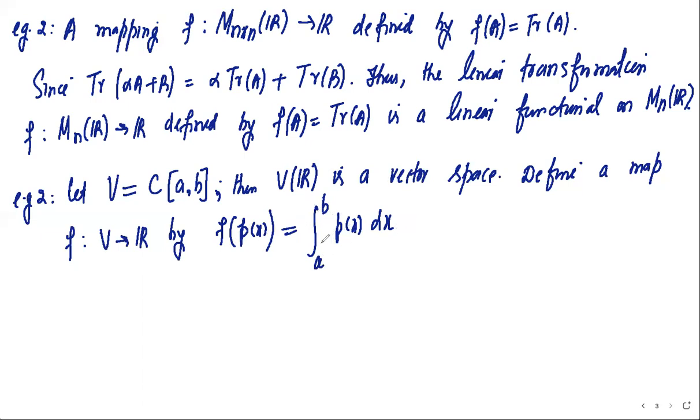Since this integral is a linear transformation, this is a linear function. And since the integral from a to b is a definite integral, it is a real number in R. So this function from V into R is also a linear functional on the set of all continuous functions. So then f is a linear functional.